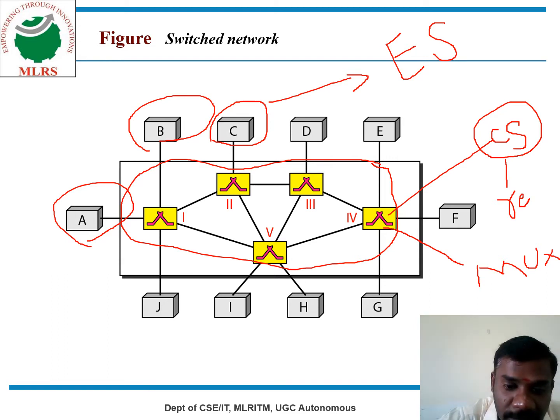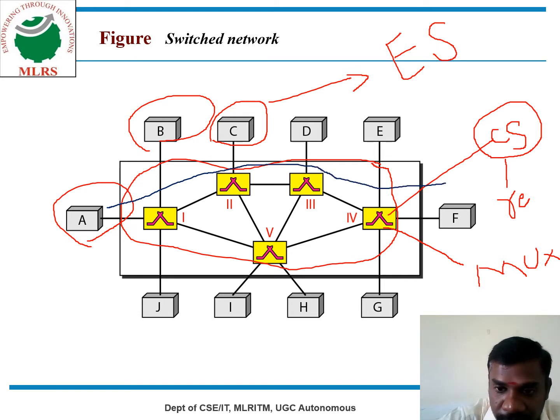Suppose node A wants to communicate with node F. How many ways are there? A can send the signal to 1, 1 to 2, 2 to 3, 3 to 4, 4 to F. Or it can send a request from A to 1, 1 to 5, 5 to 4, 4 to F. There are two ways.